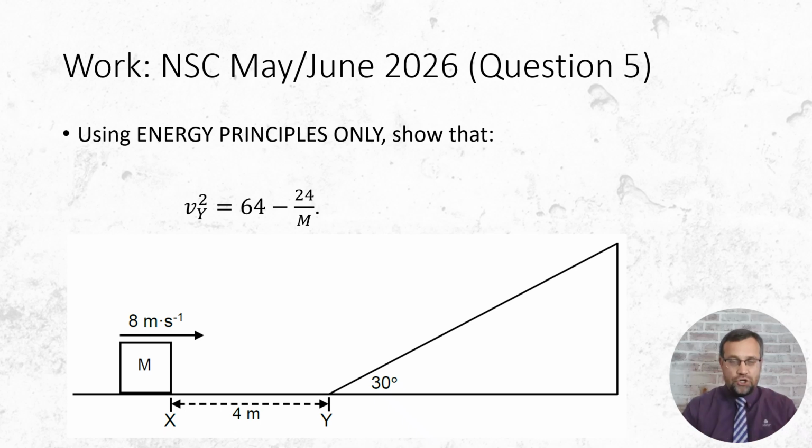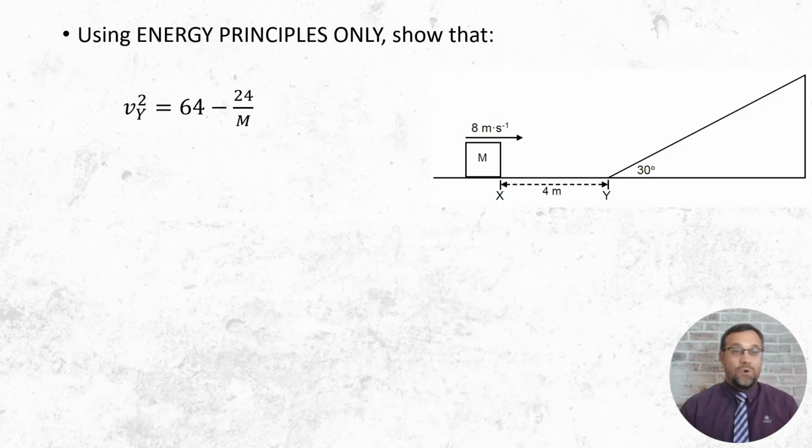Our first question for 3 marks. Using energy principles only, show that Vy squared equals 64 minus 24 over m. According to the work energy theorem, the net work done on an object is equal to the change in its kinetic energy. I always start by expanding the net work done as follows.